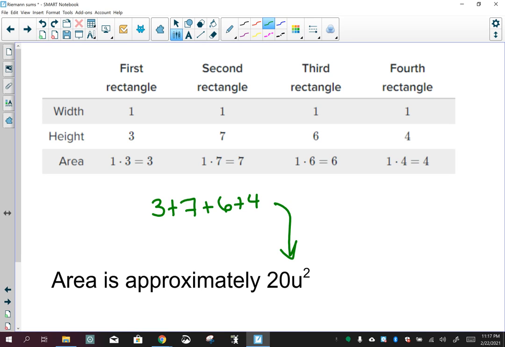But 20 what? You can't have a naked answer. You have to have something. So since we're talking about area, your answer will be 20 units squared. So 20 feet squared, 20 centimeters squared, 20 miles squared, whatever it is, 20 something squared. If it doesn't have anything, then you need to make sure you're putting something in there, like a U for units. All right.